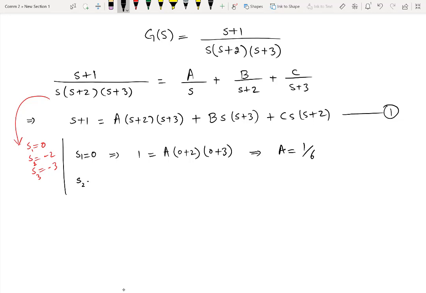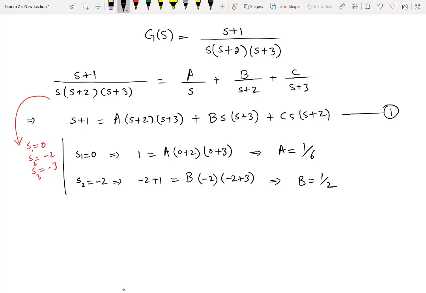Similarly, for the second root, which is minus 2, the left hand side becomes minus 2 plus 1, and on the right hand side from equation 1 you can see that the first term and the third term will be 0, and we are left with the second term, in which we will substitute minus 2 in place of s, so it is minus 2 plus 3. So from here we will get B equal to 1 by 2.